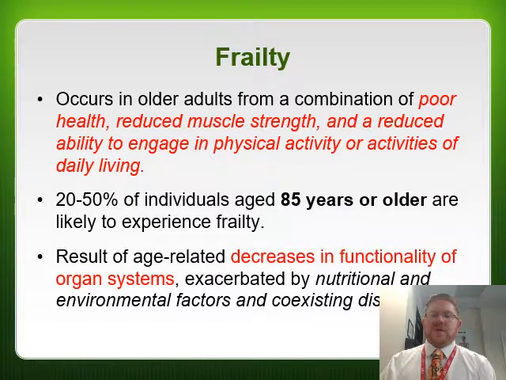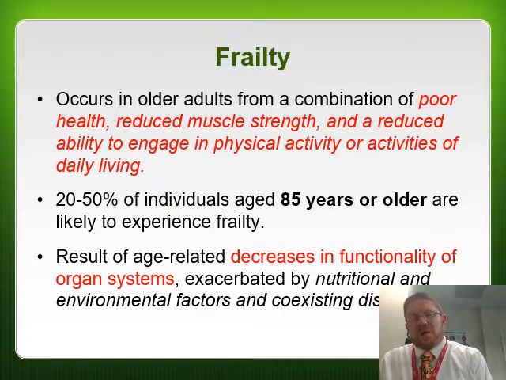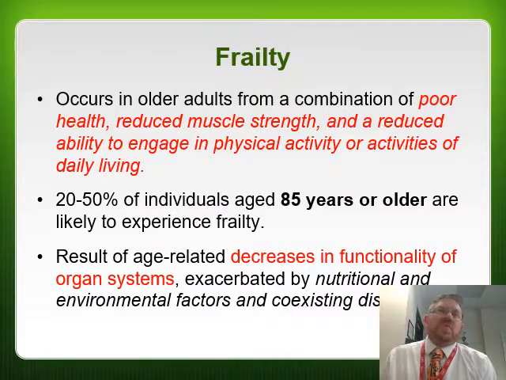Result of age-related decrease in functionality of organ systems, and it's made worse, again that word exacerbated, by nutritional decisions that might not be so good, and environmental factors and coexisting disorders. So if you have any comorbid issues like osteoporosis or osteoarthritis, things that are painful, that are uncomfortable, that maybe make you not want to work quite as much and get up and move, well, those kinds of things can also go along with just the process of aging, which we're going to talk about with sarcopenia in just a minute.